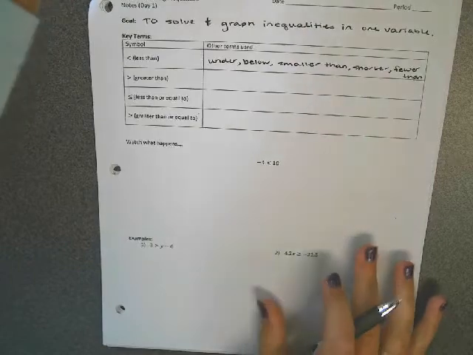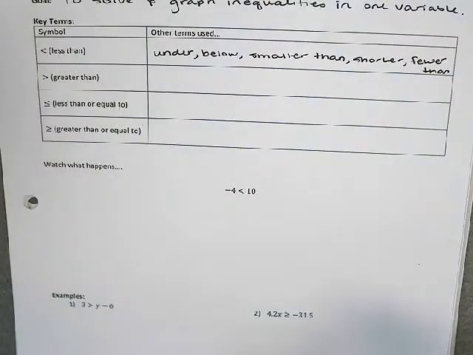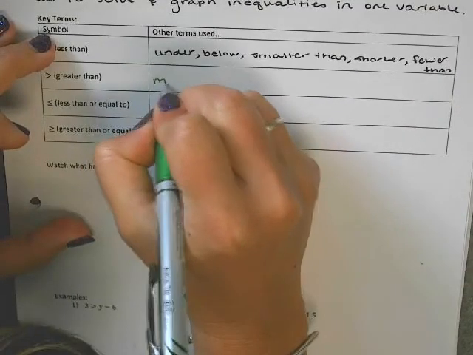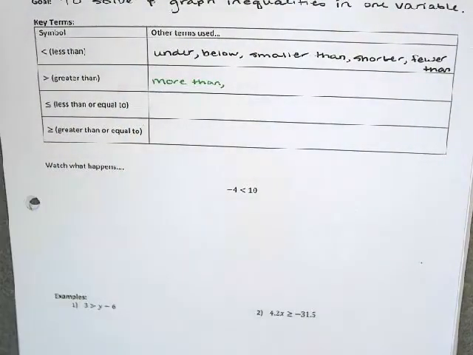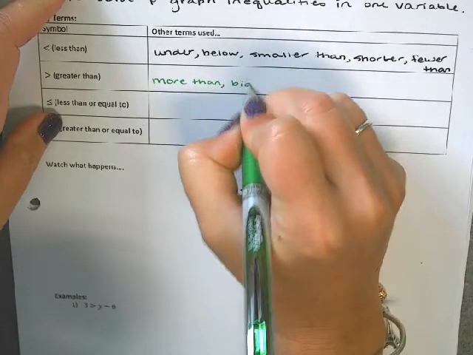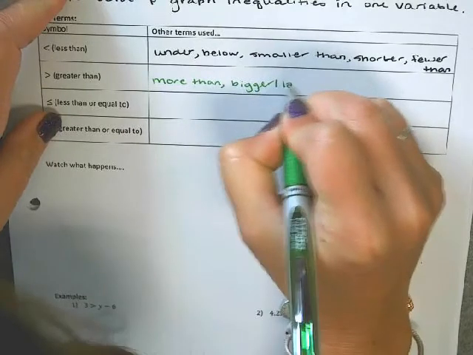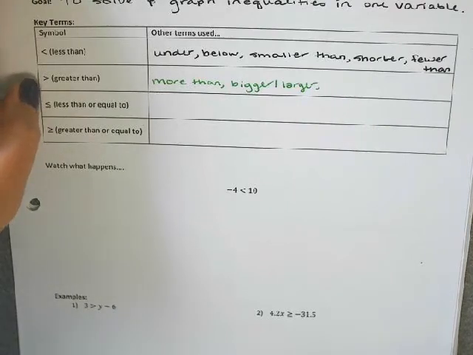All right, let's talk about greater than. What other words could we use instead of greater than? More than, that one would work. More than. Bigger or larger. Those would both work. What else? Above.